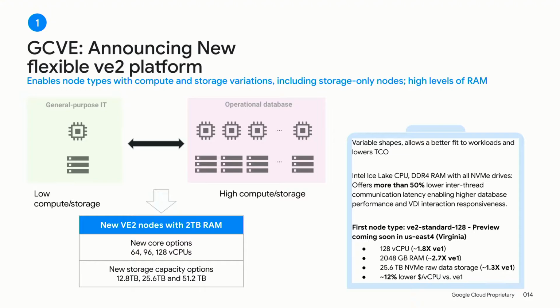And we are releasing the VE2 standard 128, which is one version of the CPU and storage configuration, first. And it really gives you a lot more capacity than we had before, including more than 2.5 times the memory that you got with our current node type.